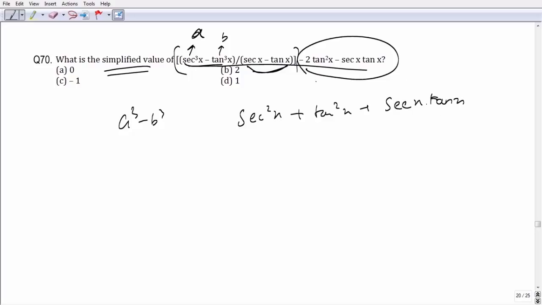And from the other part we know that these two values will cancel out each other, and we would be left with the value sec square x minus tan square x. And this gives us the answer as 1, which leaves behind option number D as your answer.